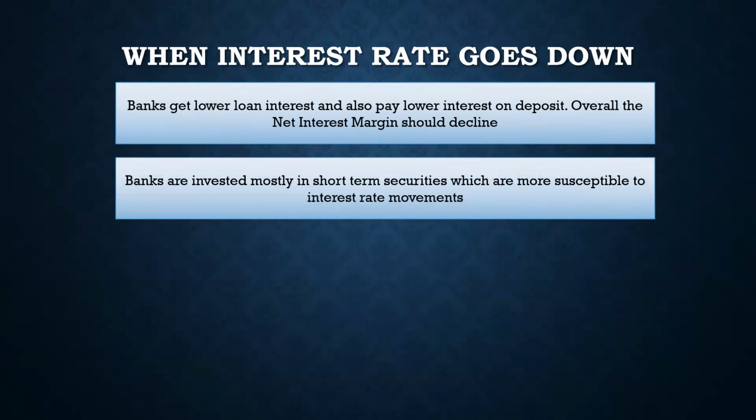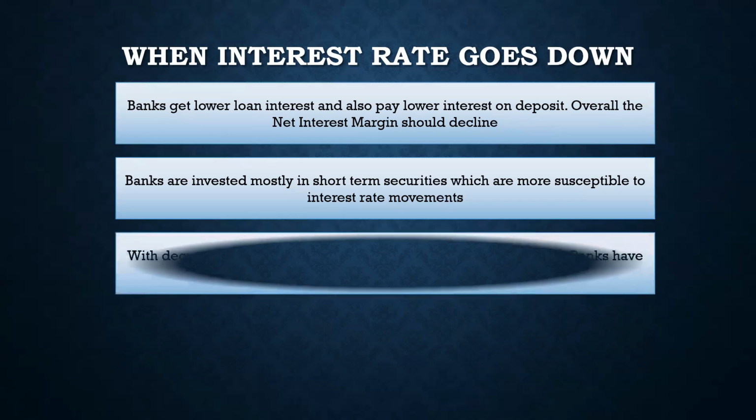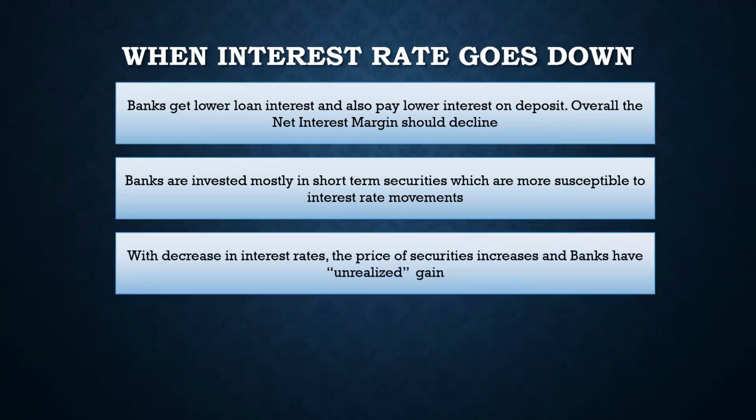Banks are invested mostly in short-term securities, which are susceptible to interest rate movement. Why are they more susceptible to interest rate movement? I leave that to you. I want someone, or many persons, to comment, right? And if someone can take a shot, I or the team can maybe rectify that answer or accept that he or she is giving the right answer, right? Why are short-term securities more susceptible to interest rate movements? That is the question. But for our purpose, let us assume that it is susceptible to interest rate movement.